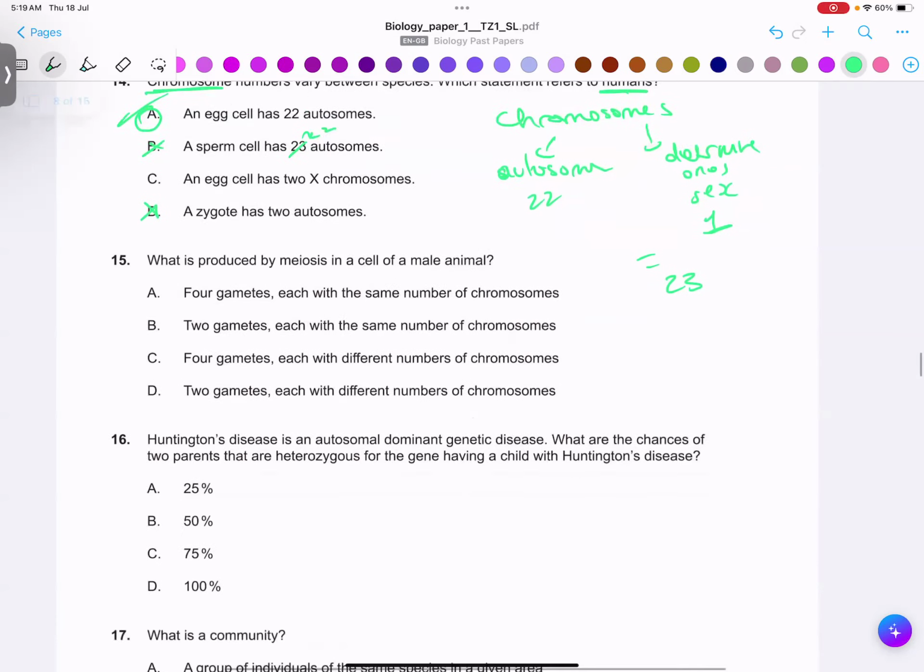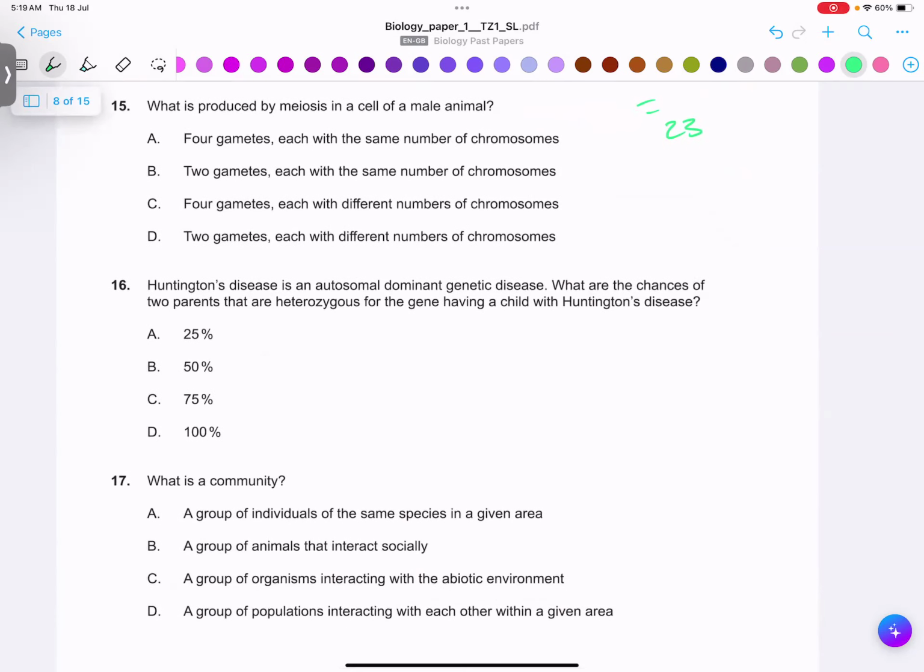So what is produced by meiosis in a cell of an animal? For meiosis, again, it's basically for the gametes, which are the sex cells, right? It's kind of different. Usually in mitosis, the cell splits into two, right? In meiosis, the cell ends up splitting into four. So we end up getting four gametes.